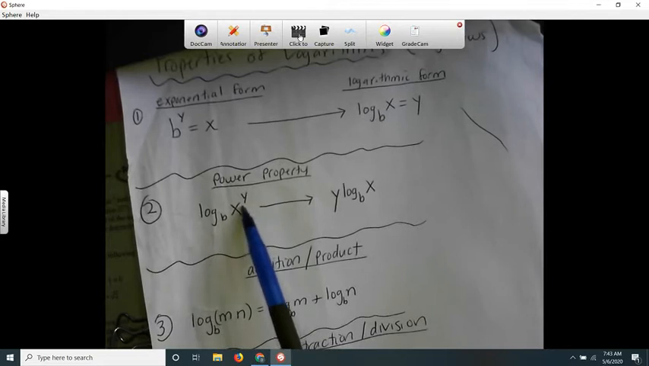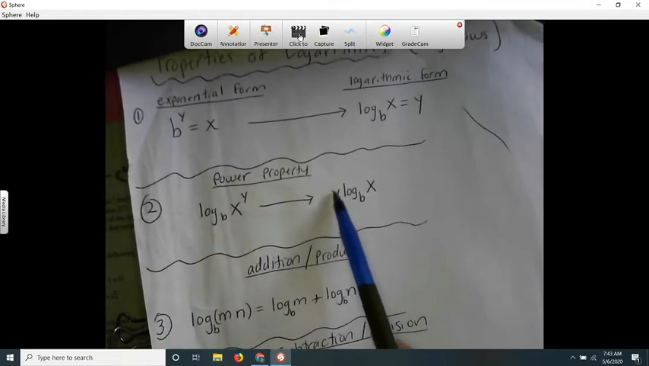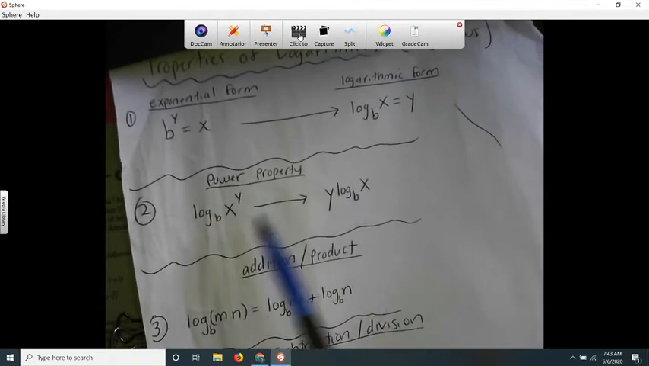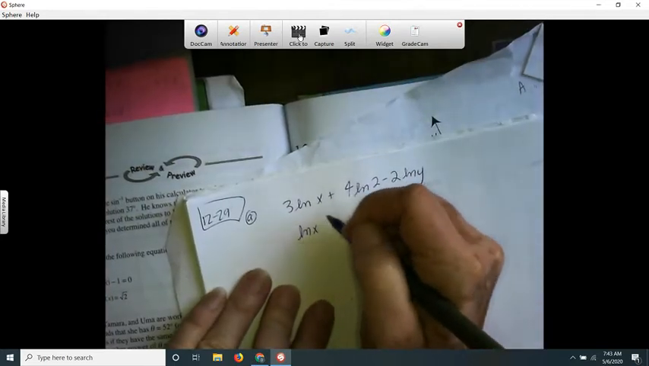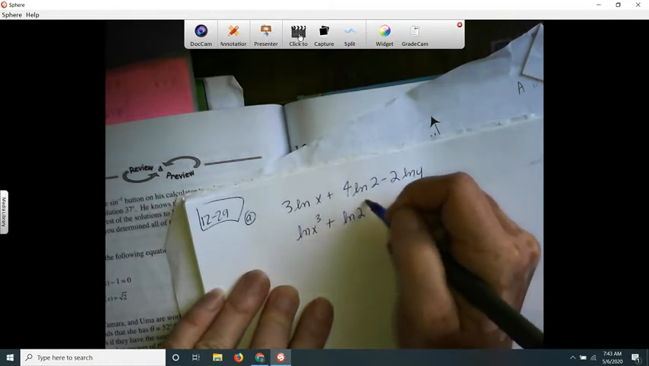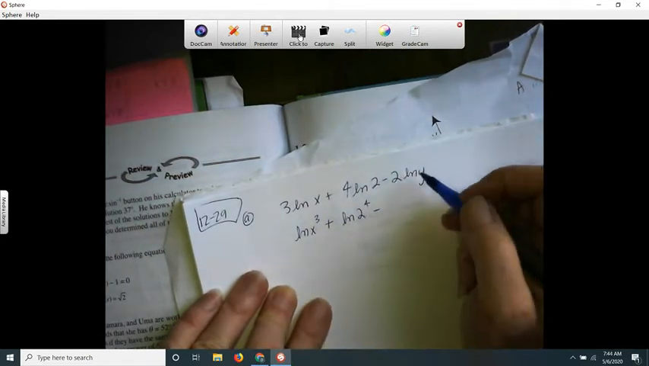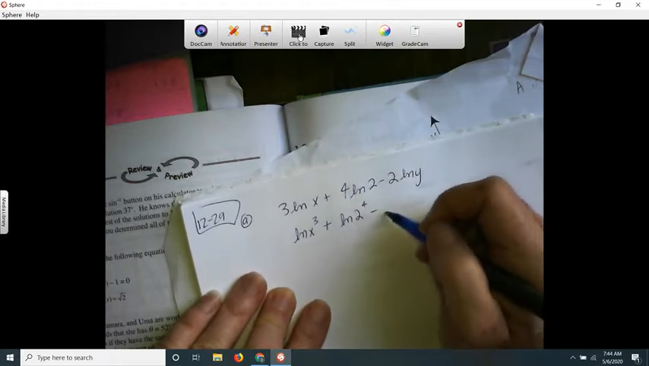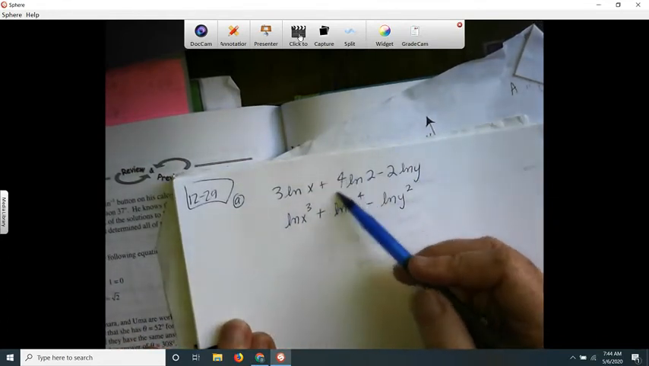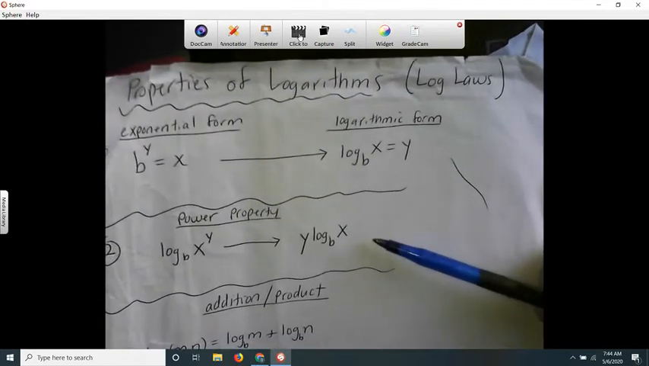It says if there's something multiplying out front, you can move it up. See how it went up? You can go either way. So I'm going to rewrite this as ln x cubed plus ln 2 to the 4th minus ln y squared. So I just went through and moved all these ones that are multiplying out front. I used the power property on them.